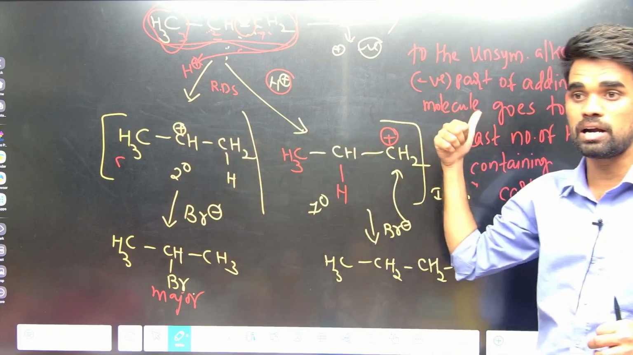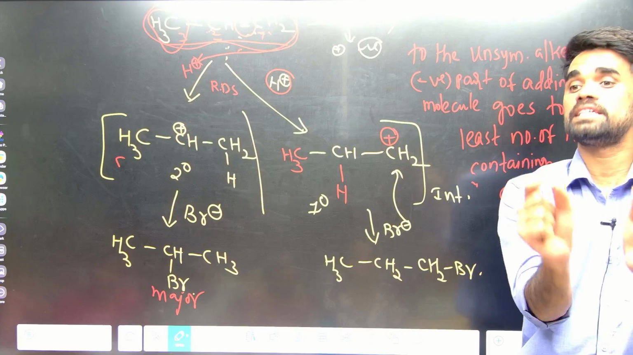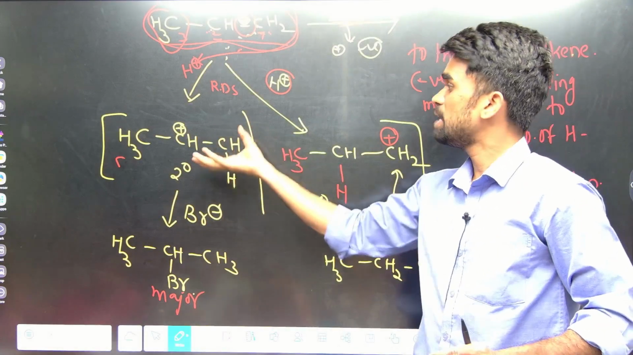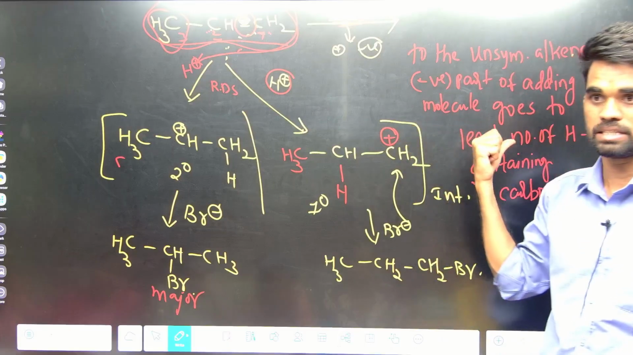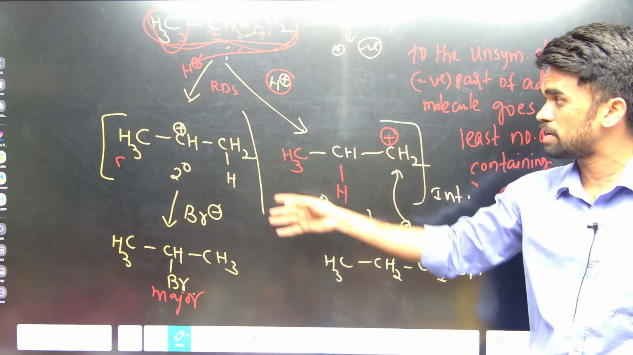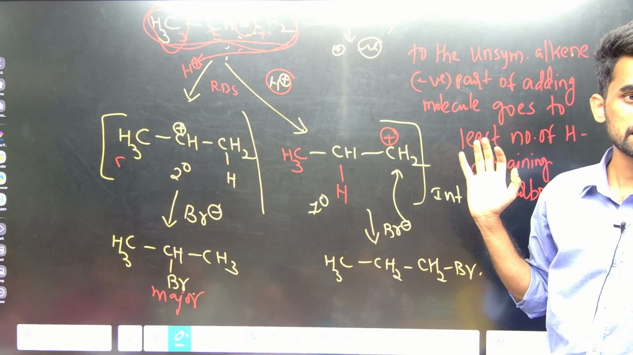What is this rule called? Even if you forgot this rule, what is the thing you need to follow? Carbocation stability. Okay, this is the easy way to write the direct product instead of writing all these mechanism steps in the exam. Okay, is this clear everyone?